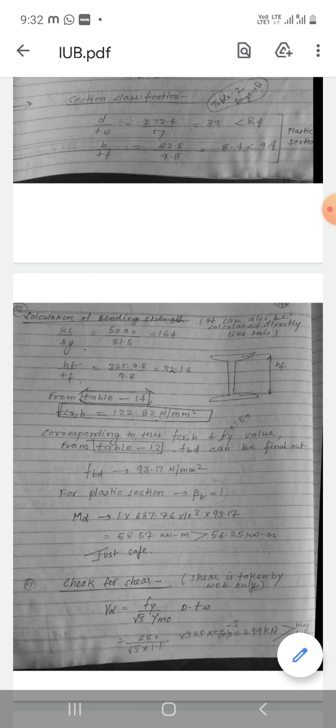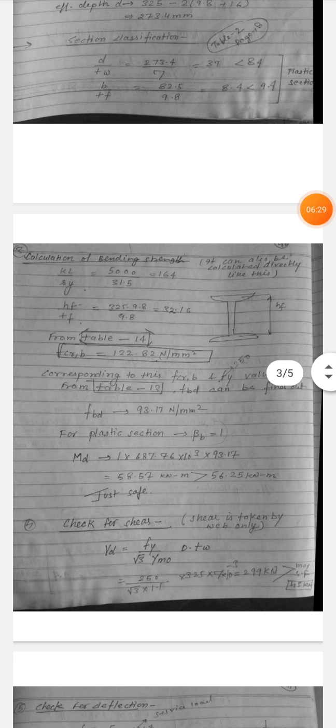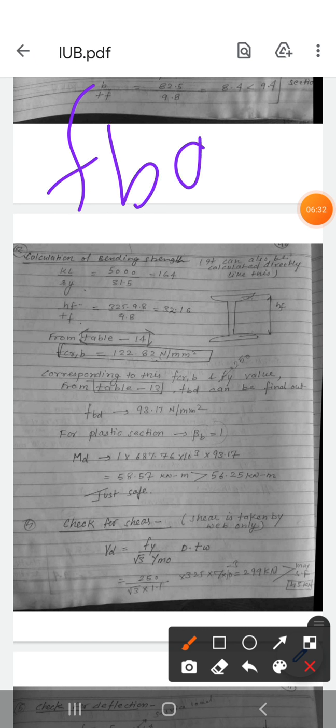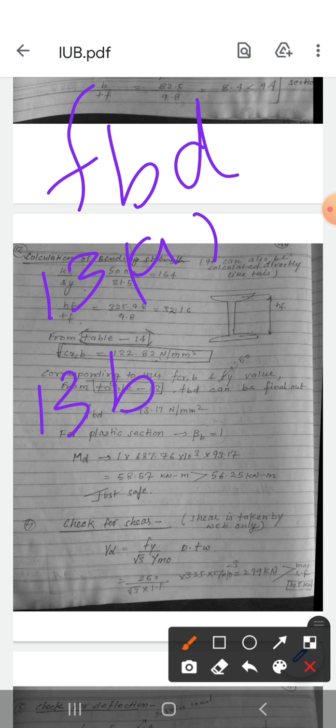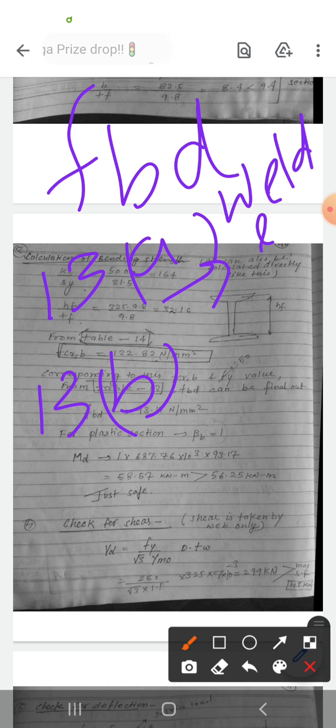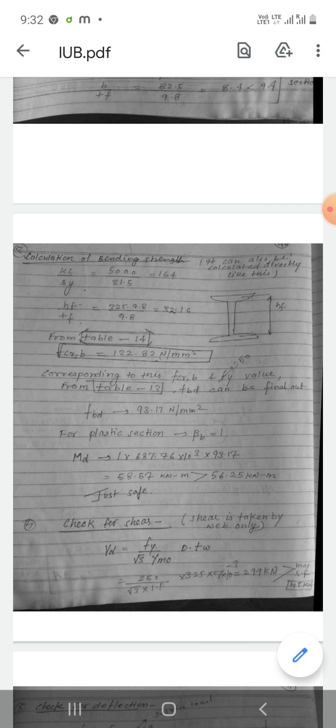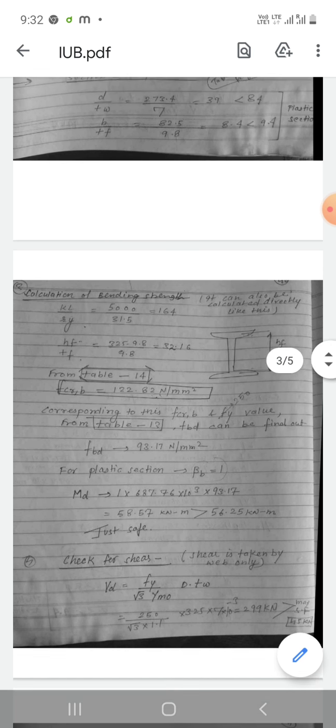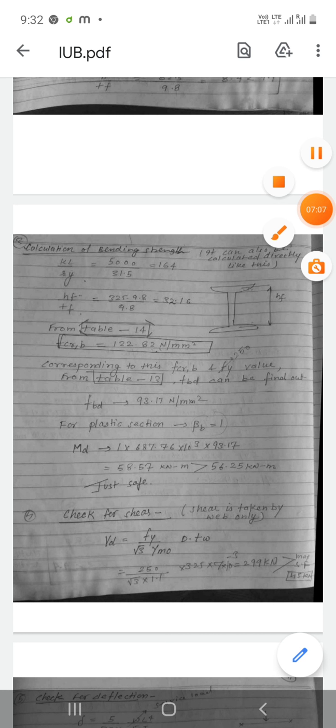Now we will use this fcr,b value to calculate fbd, the design bending stress. For fbd you have two tables. One is 13A and the second is 13B. 13A is for welded sections. So we will be using the 13A table. From table number 13A, we will calculate the fbd.